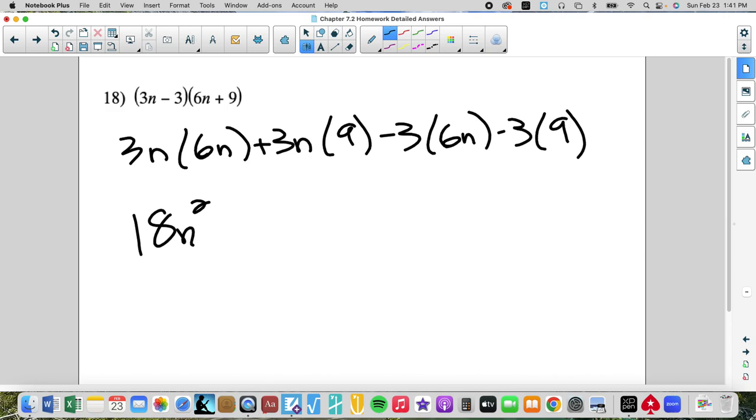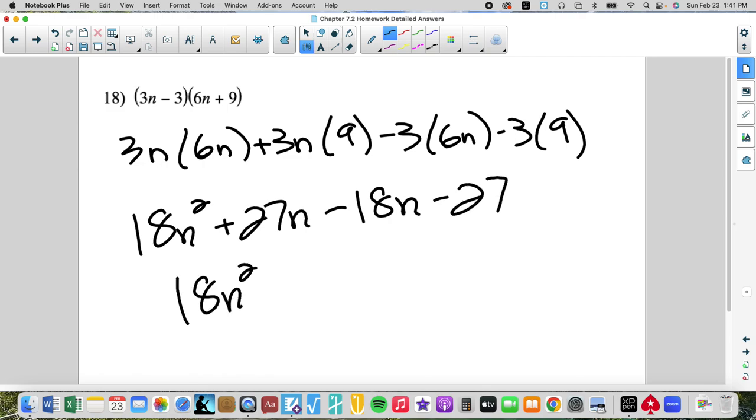And don't forget about squaring when you need to square, and not squaring when you don't need to. 3n times 9 is 27n to the first. Negative 18n and minus 27. And now we're just combining like terms. 27 minus 18 is plus 9n. Almost made my first mistake. I think that's pretty good.